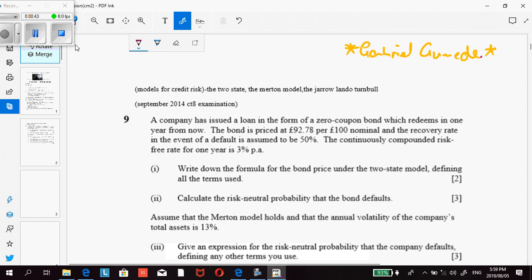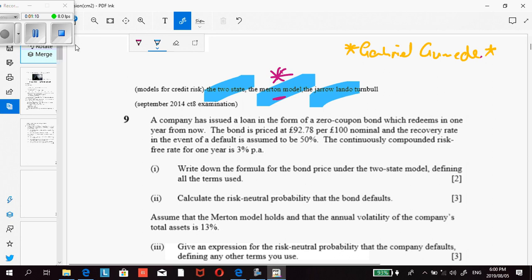Now, our revision today is based on models for credit risk. So we'll be specifically looking at the two-state model, the Merton model. People always get confused on the substitution here, the Merton model, but we're going to discuss it. And we're going to look at the Jarrow-Lando-Turnbull model.